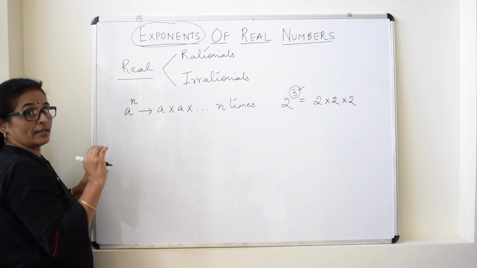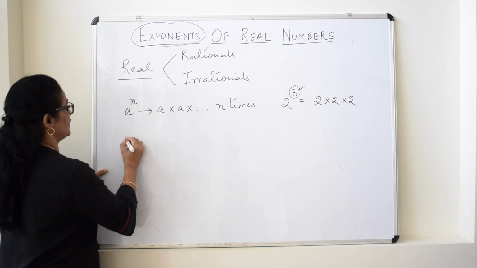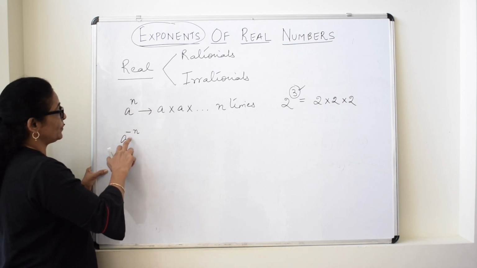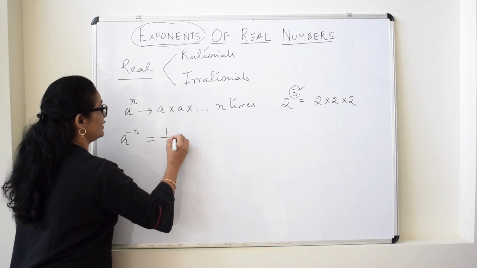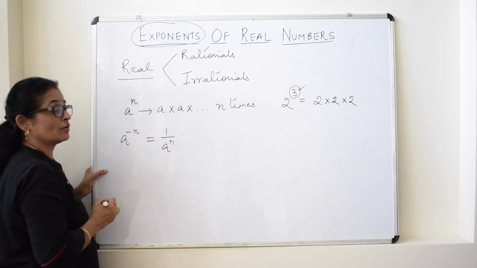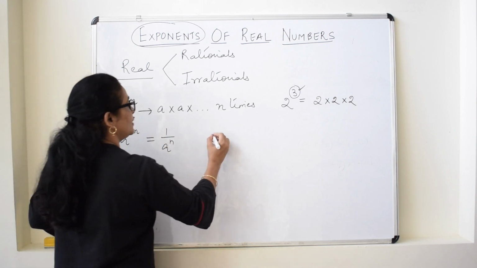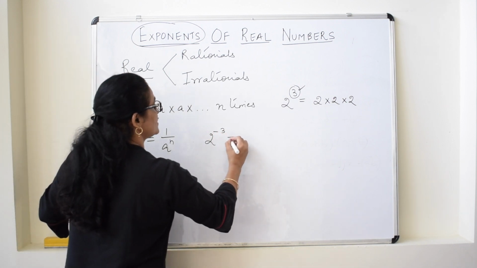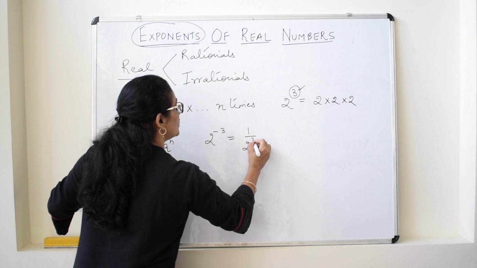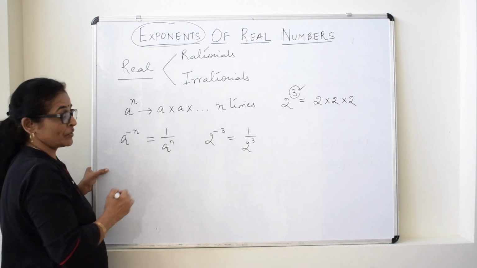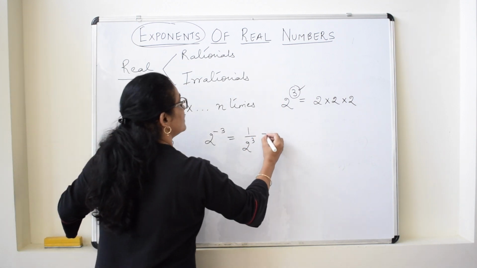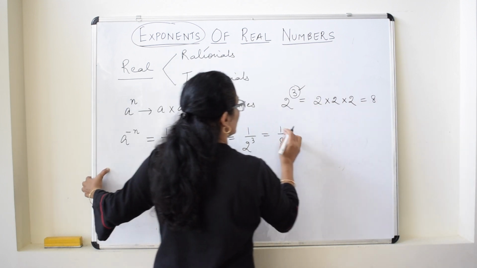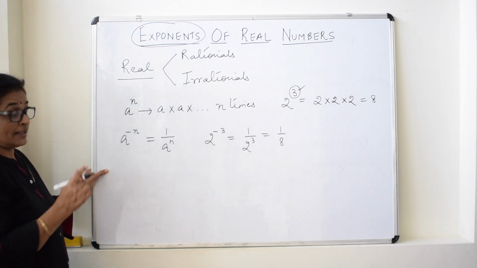Now if we look at the negative exponent, for example a to the power of minus n. This a to the power of minus n is basically 1 upon a to the power of n. For example, 2 raised to the power of minus 3. The meaning of this is 1 upon 2 to the power of 3. So the same thing you have to write in the denominator. This 2 into 2 into 2 is 8, so we can write it as 1 upon 8.